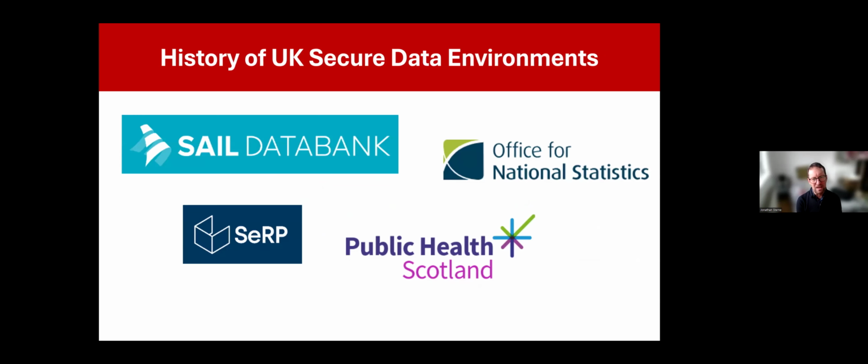Now, these things did exist in the UK before the pandemic. The SAIL Databank holds very detailed data for Wales. Public Health Scotland had a secure data environment. The SAIL Databank is held by an organisation called UKSeRP, who provide secure data environments more generally. And the UK Office for National Statistics has its own secure data environment, providing access to highly confidential data such as health data and employment data.